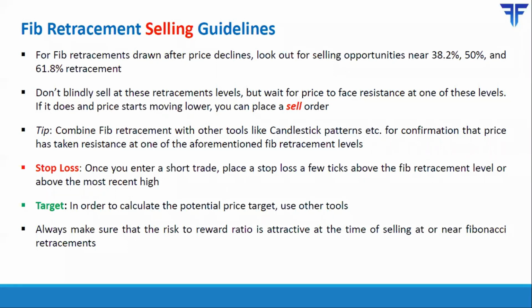Again, when Fibonacci retracement is plotted following a decline in price, you look out for selling opportunities near 38.2, 50, and 61.8% retracement. However, don't outrightly sell when price touches these retracement levels. Instead, wait for price to show some signs of resistance near these retracement levels before deciding to sell. My favorite way of trading using Fibonacci retracement is to combine it with candlestick patterns. So if at say 50% retracement, a bearish candlestick pattern forms, I would be looking to sell over there.